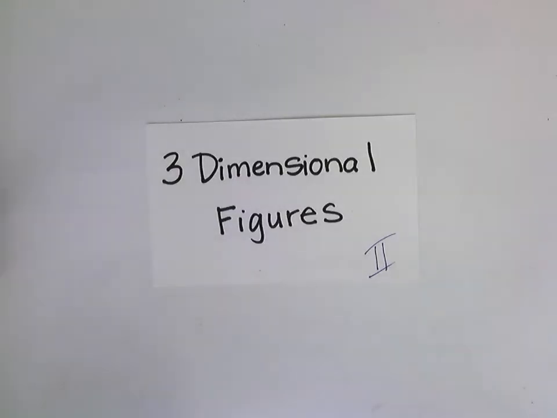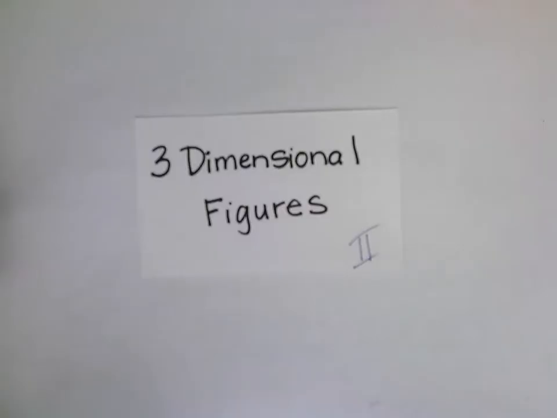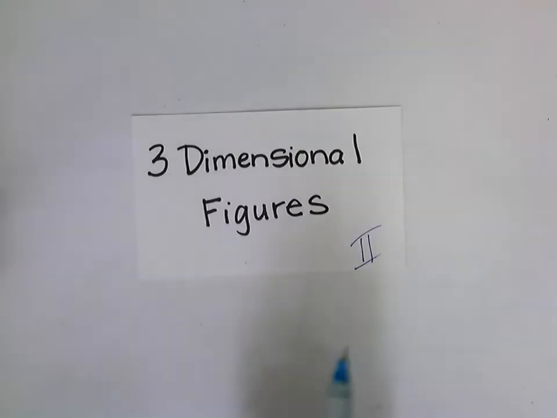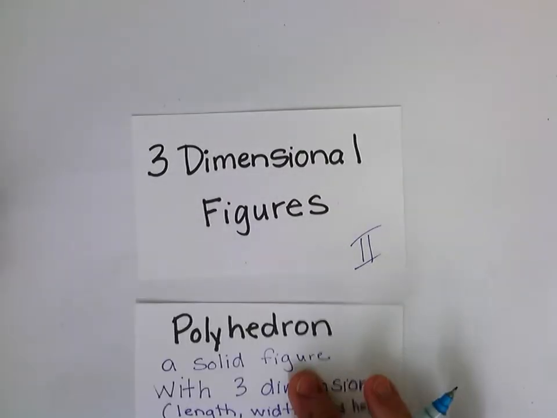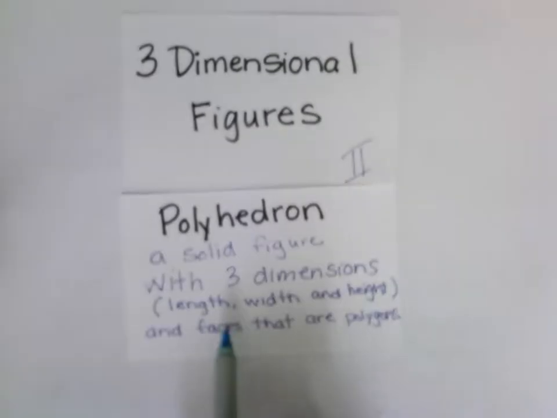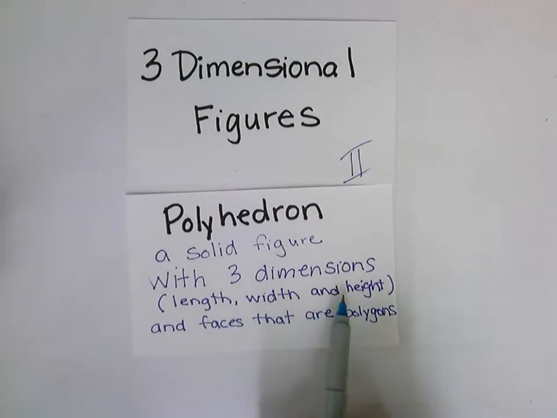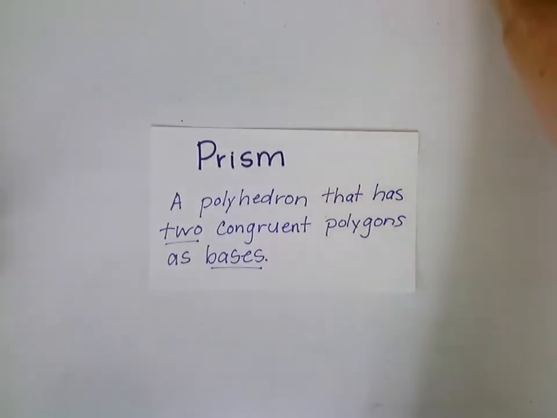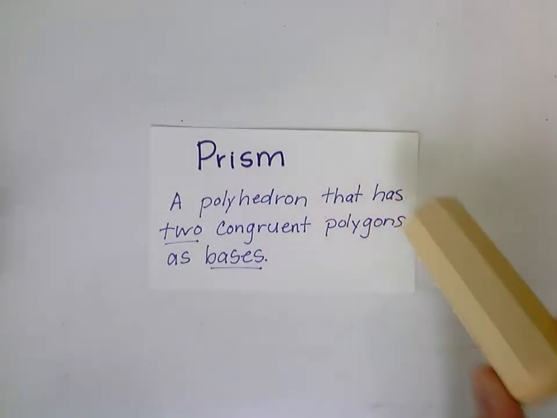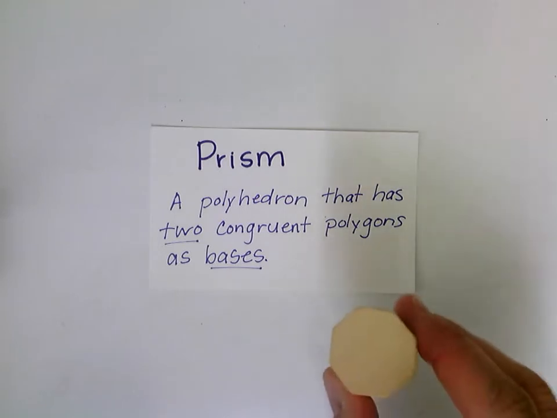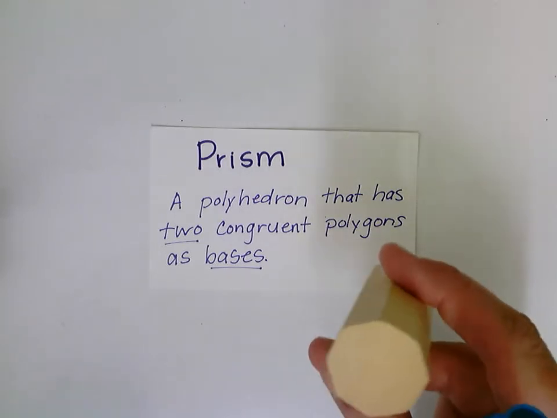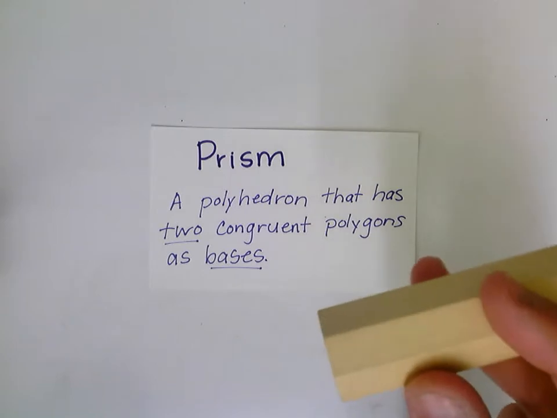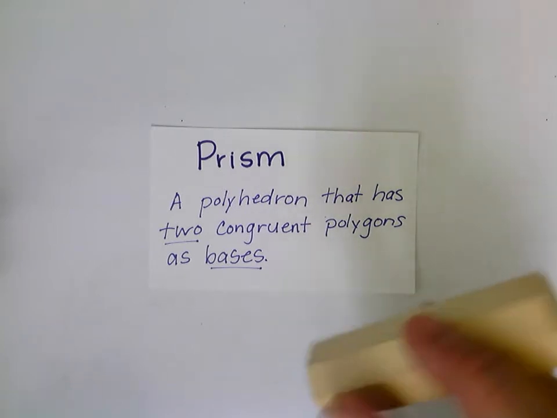Let's talk some more about three-dimensional figures. All right, in our last lesson, we talked about polyhedrons, which are solid figures with three dimensions, length, width, and height, and the faces of those were polygons. We learned about one type of polyhedron, which was a prism, a polyhedron that has two congruent bases, meaning equal or the same base, connected by lateral faces.